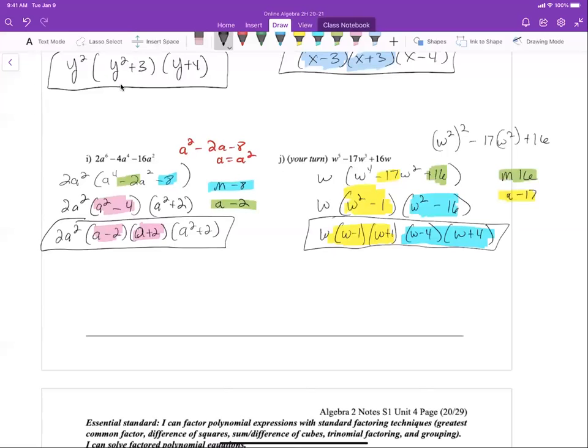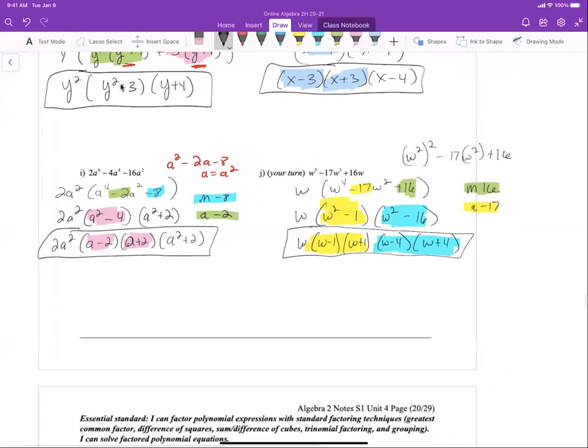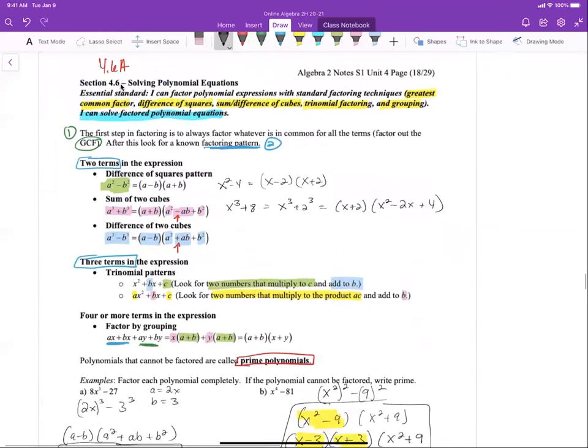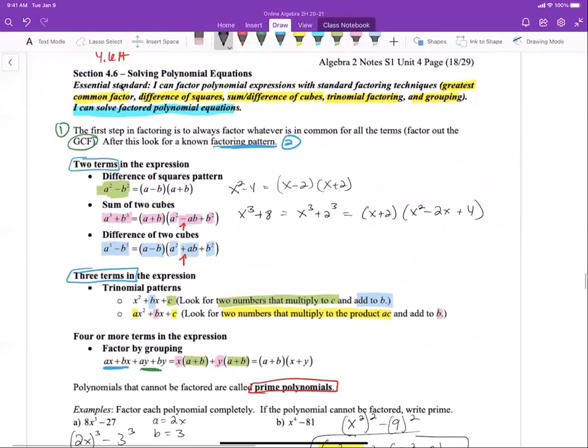The message or the takeaway from this lesson is to look for patterns. So let's just review our patterns. If it's 2 terms, we're looking for either the difference of squares or the sum or difference of cubes, okay? And I believe I got the impression that actually those equations would be given to you on your test. I have to confirm that, but I will definitely confirm that.